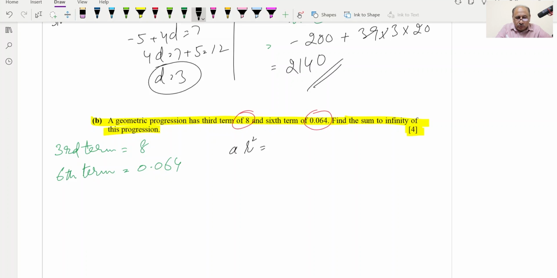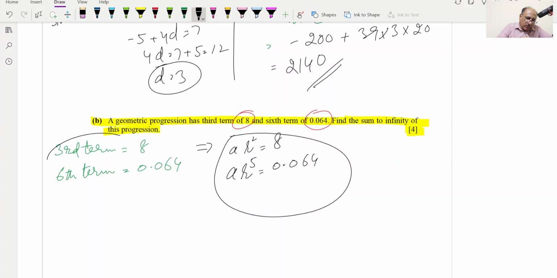We know for a geometric progression, ar squared will be the third term, so ar squared is equal to 8, and the sixth term ar to the power 5 will be equal to 0.064. This is what we have, which we have written on the basis of the data provided.